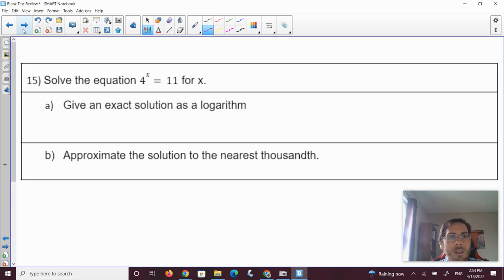All right, for 15, we have to solve this equation for x. First thing says, give an exact solution as a logarithm. Okay, well, I'm going to log base 4 both sides.